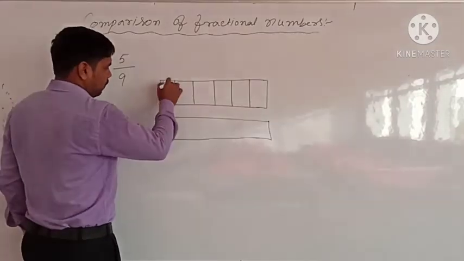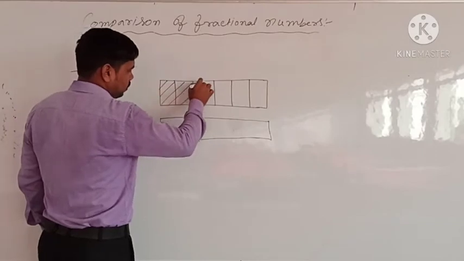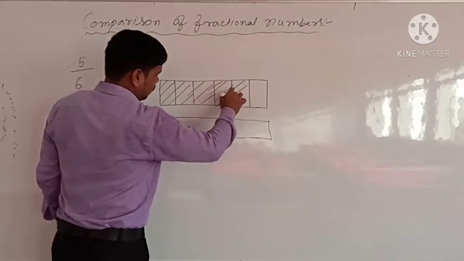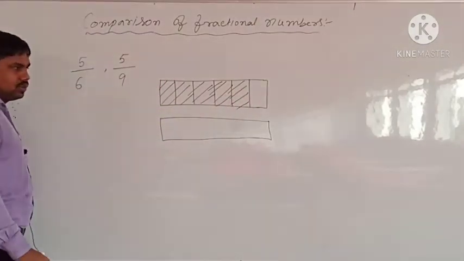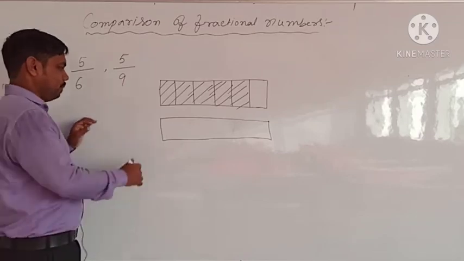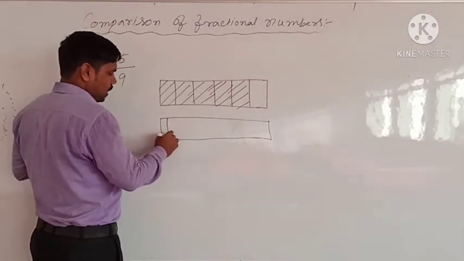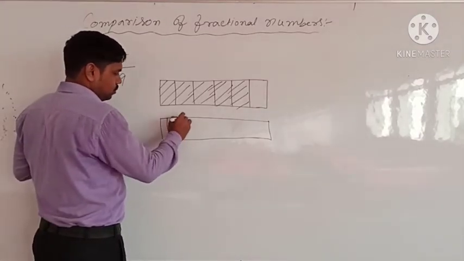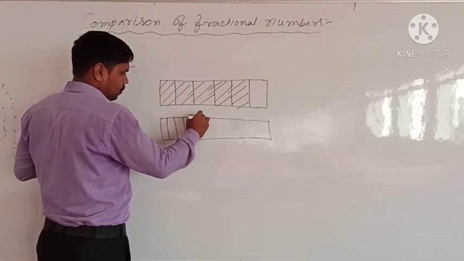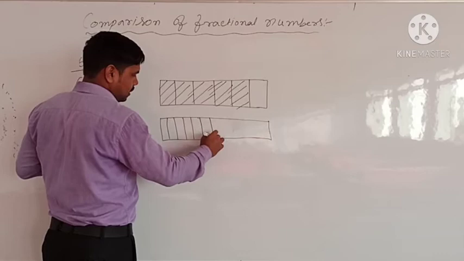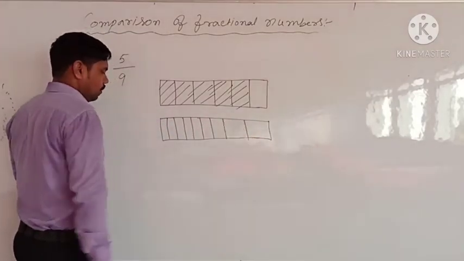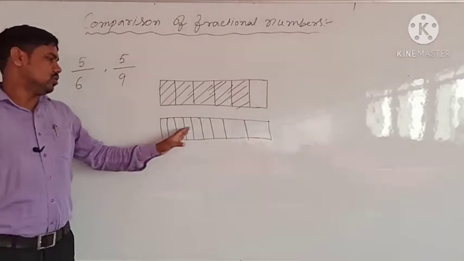So it will be like this. Out of 6, 5 parts I have colored, right? Now this I will divide into 9 parts. So suppose 1, 2, 3, 4, 5, 6, 7, 8, 9. Okay. So this should be equal, right?